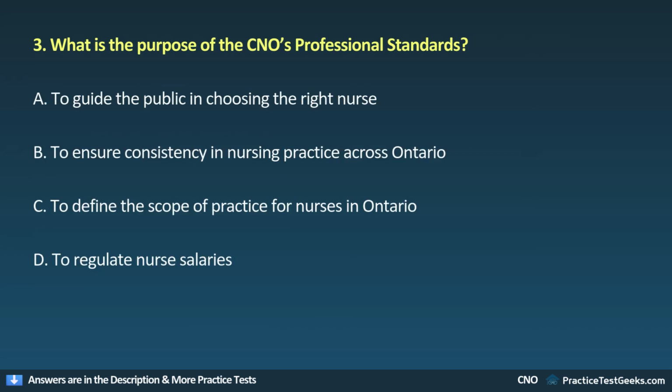3. What is the purpose of the CNO's professional standards? A. To guide the public in choosing the right nurse. B. To ensure consistency in nursing practice across Ontario. C. To define the scope of practice for nurses in Ontario. D. To regulate nurse salaries.